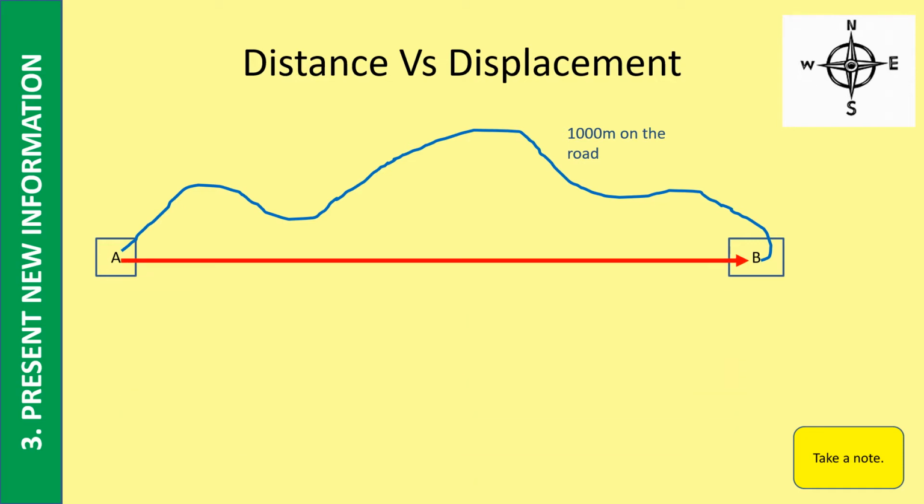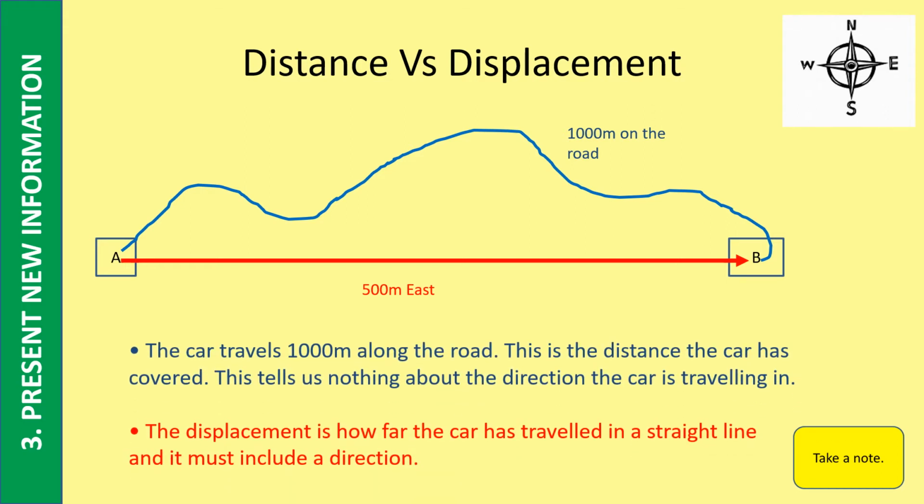Now displacement, on the other hand, is the distance travelled in a straight line from where you start to where you finish. So in this case, for example, displacement might be 500 meters, but it has to have a direction. And if you look here, that way is east. So our displacement would be 500 meters to the east. So the car can travel 1,000 meters along the road. That is the distance, but there's no direction, whereas the displacement is 500 meters east.